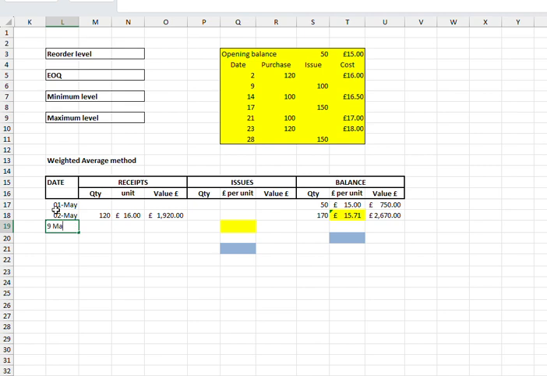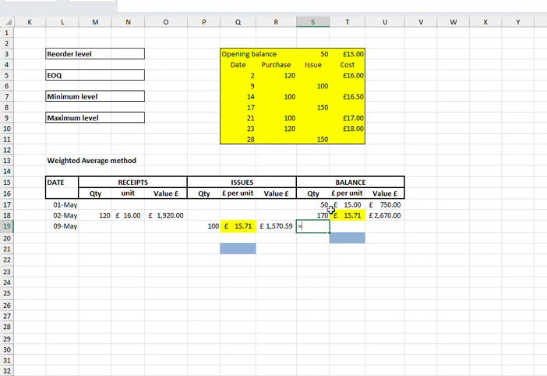Then we have an issue. Okay, so they're issuing 100. So we just take, the reason I've got that yellow is just to show that we are going to just use that figure there. Okay, we've calculated the weighted average and we are going to issue it at that value. And then we just multiply the two together.